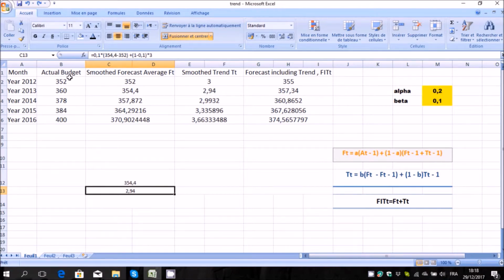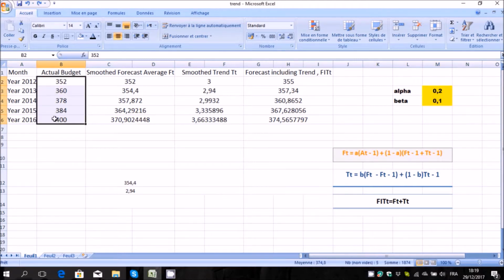Dear colleagues, now let's see the forecasting of budget using the trend-adjusted method. We have the following data. The trend for the first year is equal to 3, alpha equal to 0.2, beta equal to 0.1. Also, we have the actual budget that ranges between 352 million and 400 million.